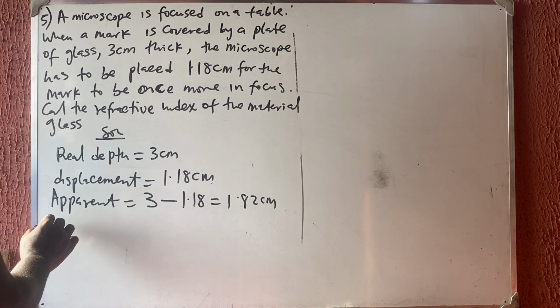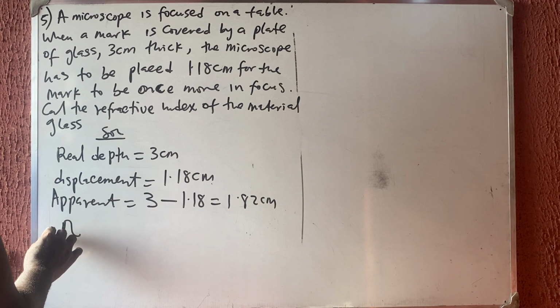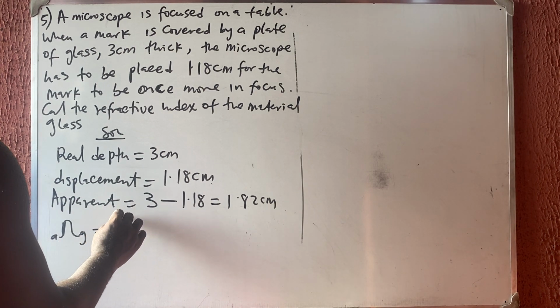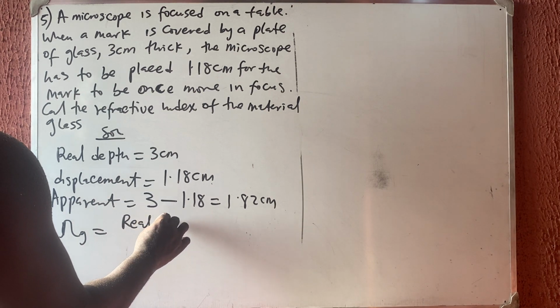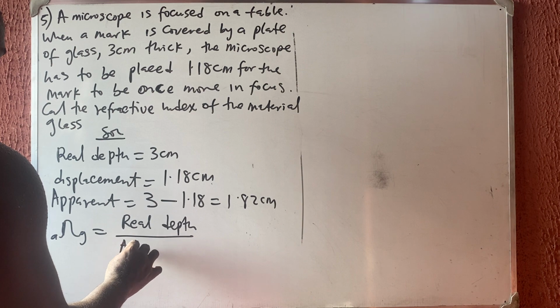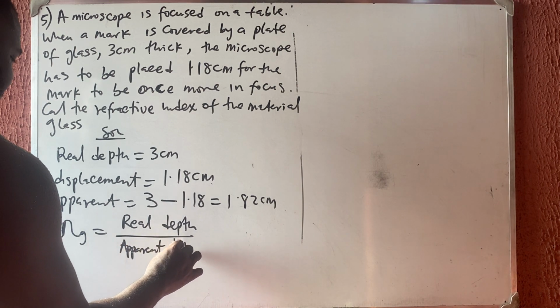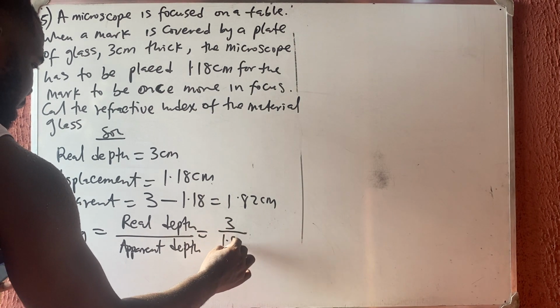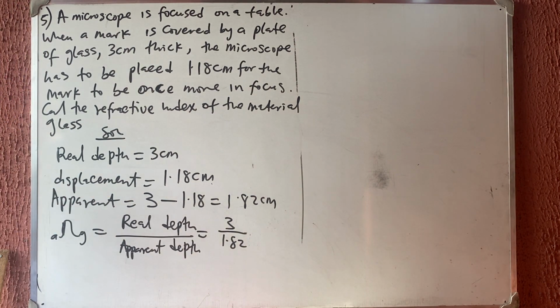So I know that my refractive index from air to the glass is equal to the real depth over the apparent depth, which is equal to 3 divided by 1.82. So what do you have?